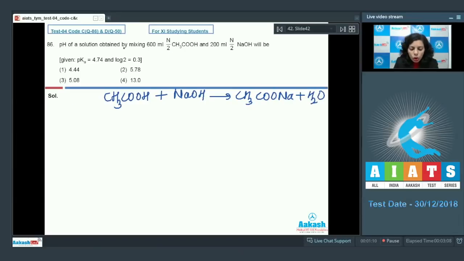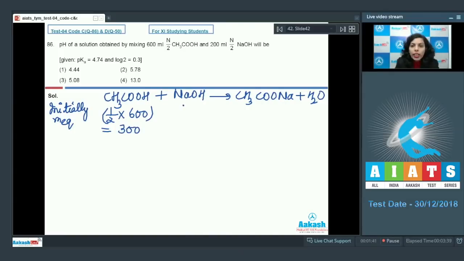Initially, the volume of this acetic acid is 600 ml and its concentration is N/2. Let's find out the initial milli equivalent of this acetic acid. We have the normality, that is 1/2, then multiply it by its volume. So these are 300 milli equivalents for this acetic acid.